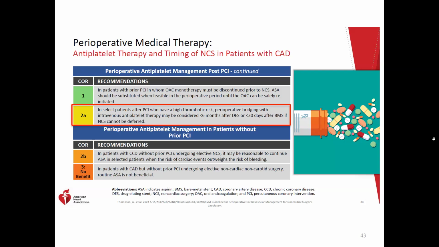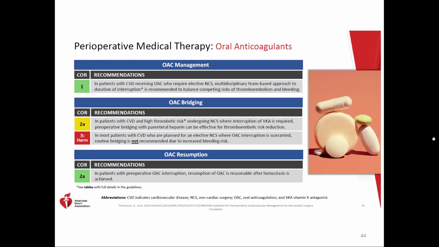Okay, if you're on antiplatelet drugs without prior PCI, a patient with chronic coronary disease without PCI undergoing elective surgery, it may be reasonable to continue aspirin. So they don't have a stent, but they're known to have coronary disease. It's not really primary prevention in a way because they have disease already, but it's reasonable to continue that. And then there's no benefit in patients with CAD without PCI. Okay, so patients undergoing elective non-carotid surgery, routine ASA, so just like saying you need aspirin for all comers, is class 3.